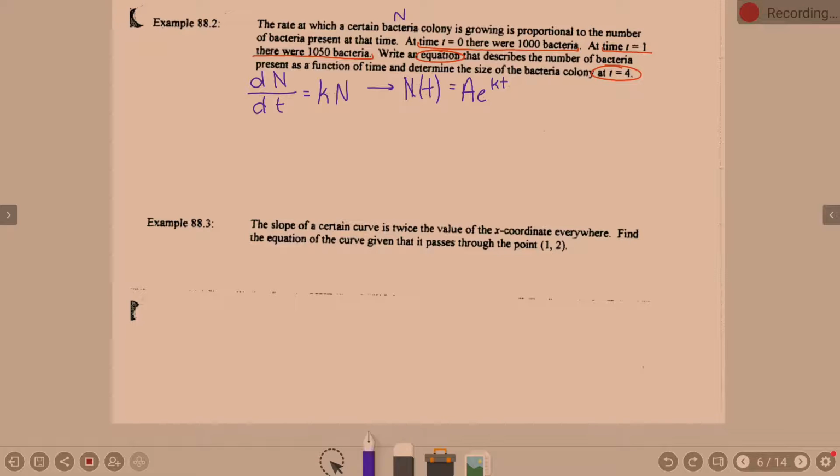Now, if I write down some information: at time 0, there were 1,000 bacteria. So N of 0 is 1,000 bacteria. At time 1, N of 1, there were 1,050 bacteria. We're being asked to find N of 4, right? They gave us N of 0 and N of 1. We're being asked to find N of 4.